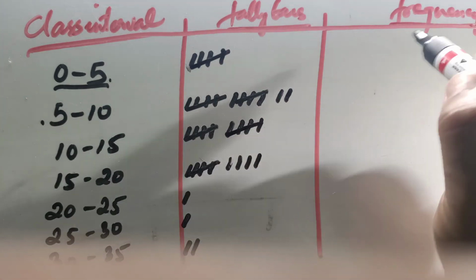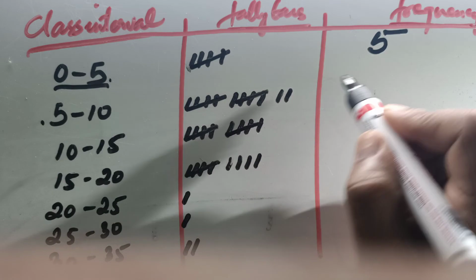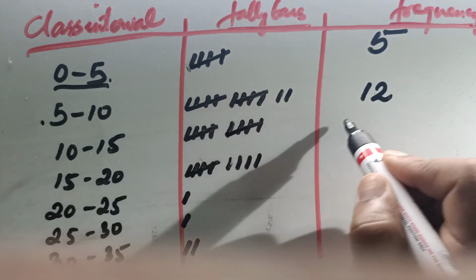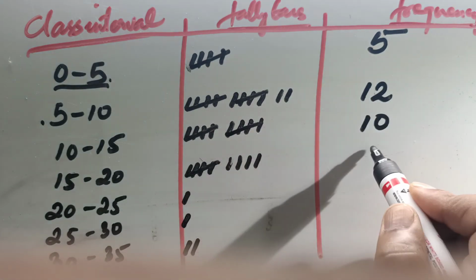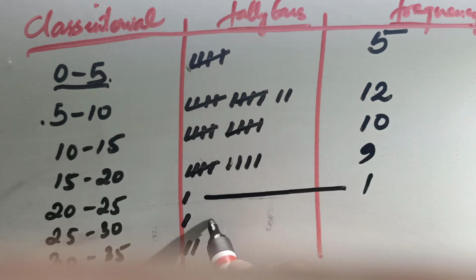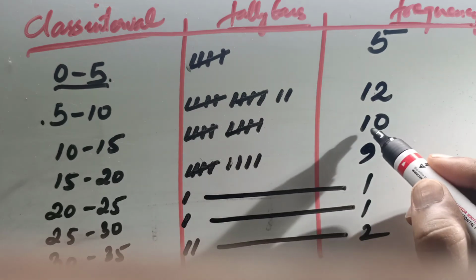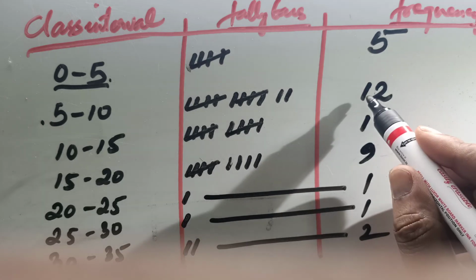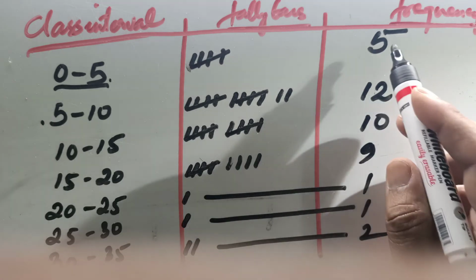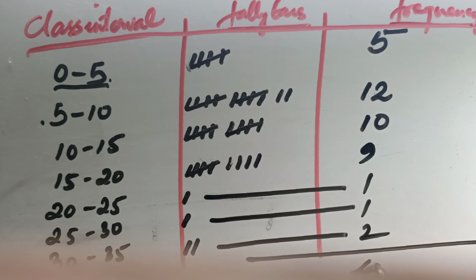So now this one I get as 5, 5, 10, 12, right? This one I get as 10. This one I get as 9. And this is 1, this is 1, this is 2. 9, 10, 11, 12, 13 plus 10, 23. 23 plus 10, 33, 34, 35 plus 5, 40. So total is 40, and there are 40 engineers, okay?